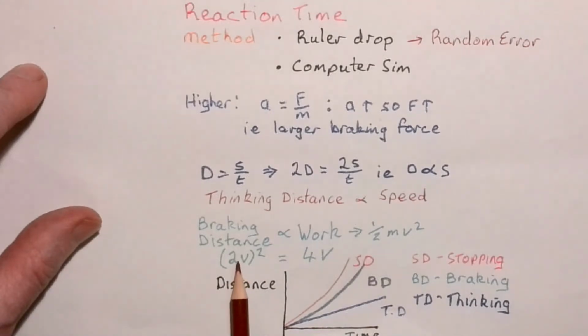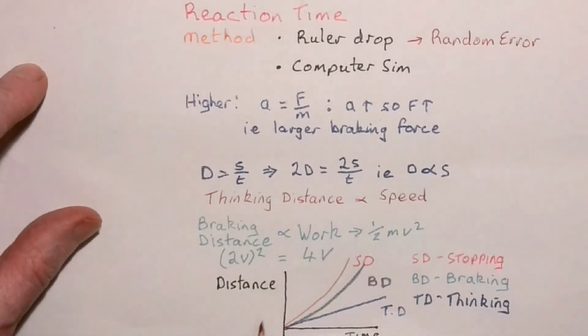Whereas braking distance is to do with the work done by braking, which is the energy which needs to be absorbed, i.e. the kinetic energy of the vehicle. Kinetic energy is a half mv squared. So therefore, if we double the velocity, so 2v, 2 squared is 4, so doubling the velocity means we've got 4 times the amount of energy, because 2 squared is 4.